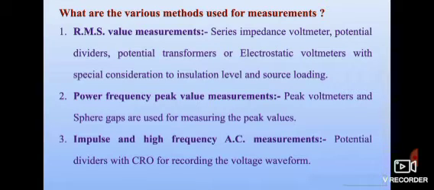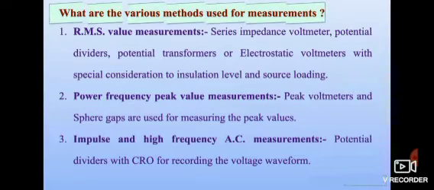First one is RMS value measurements, second one is power frequency peak value measurements, and third one is impulse and high frequency AC measurements. So the first one is RMS value measurements. Series impedance voltmeter, potential dividers, potential transformers, or electrostatic voltmeters with special consideration to insulation level and source loading are called RMS value measurements.